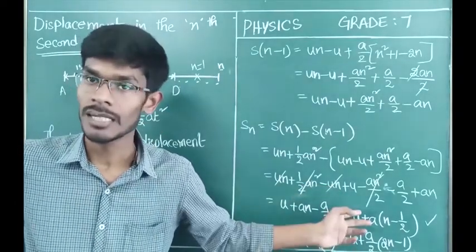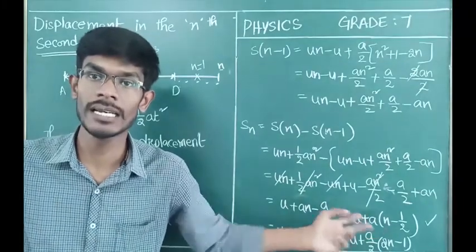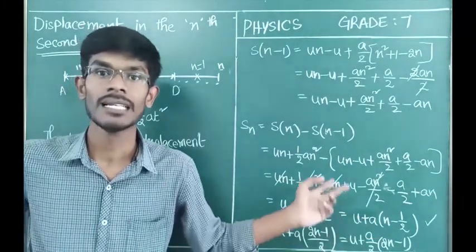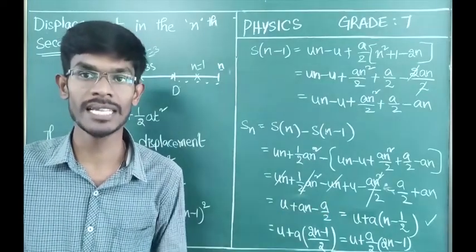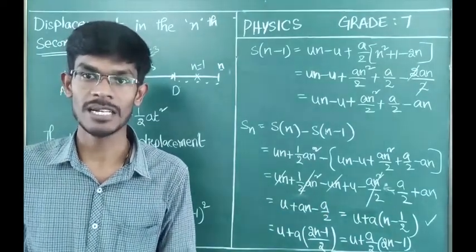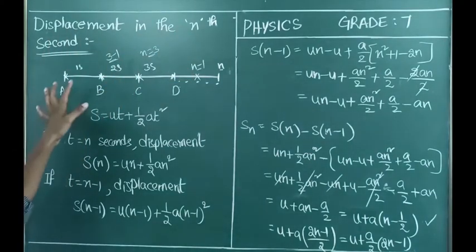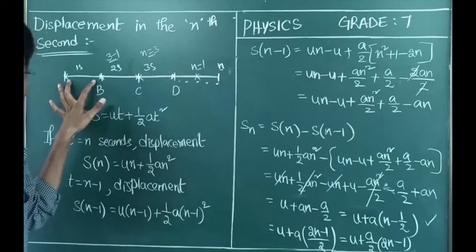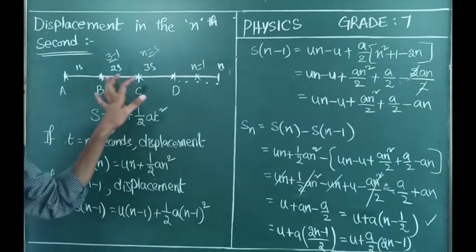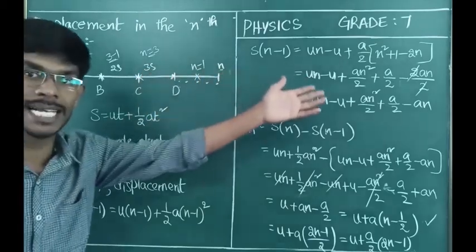For the third second, n is equal to 3. For the 18th second, n is equal to 18. Like that, we will consider the n value and find the displacement travelled in that particular second. So displacement in the nth second means the displacement travelled in that particular second: first second, second, third, fourth, fifth second, like that.